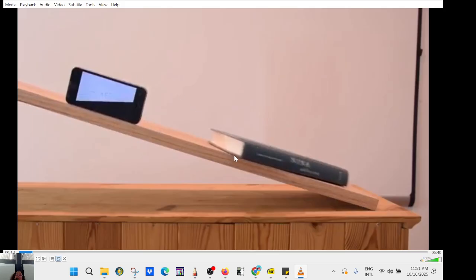If you want to find the kinetic friction coefficient, you do the same thing, but you tap as you slowly increase the angle, until it starts to slide. And the angle will be smaller. Maybe it will be 12 degrees, right? And you take the tangent, and that will be your coefficient.